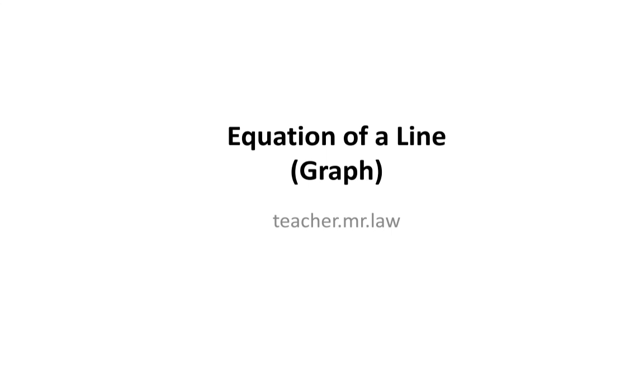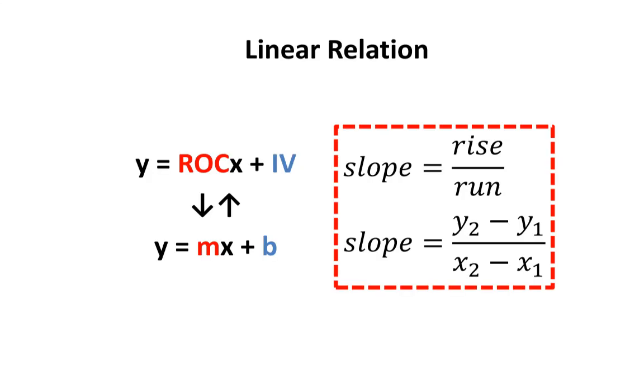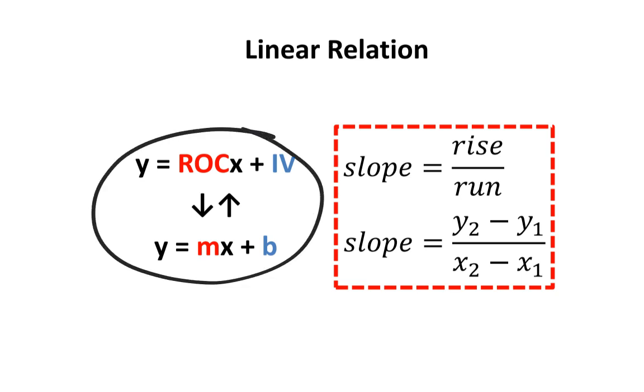In today's lesson, we'll be learning about the equation of a line with a focus on graphs. In a previous lesson, we learned that a linear relation is really just a pattern, and a pattern can be represented with an equation. Both of these equations mean exactly the same thing. Rate of change is the same thing as slope, and initial value is the same thing as the y-intercept.